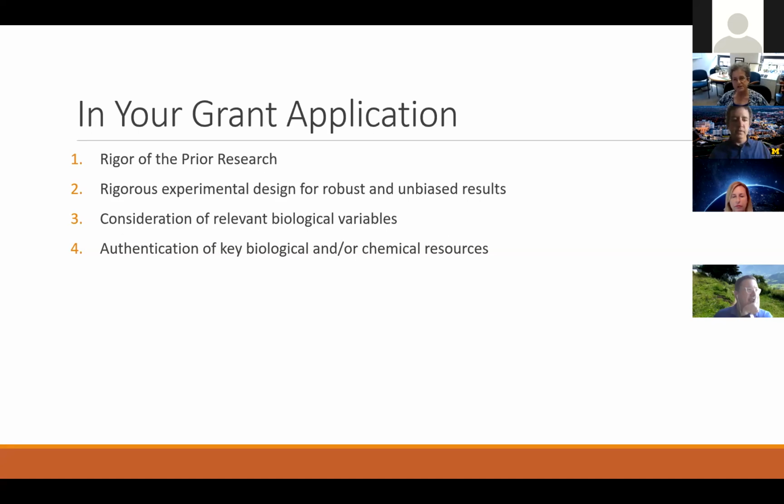Right. So I'm going to just give a quick overview. Hopefully some of you were able to watch the video for this talk that Will and I gave a few years ago from a previous webinar. But in your grant application, you're going to get asked about the rigor of the prior research that supports your grant, as well as the rigor of your own design. You want to look at prior research, rigorous experimental design for robust and unbiased results, relevant biological variables, and then authentication of key biologicals.